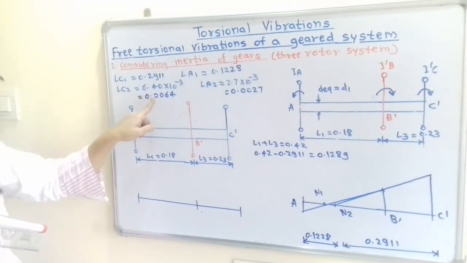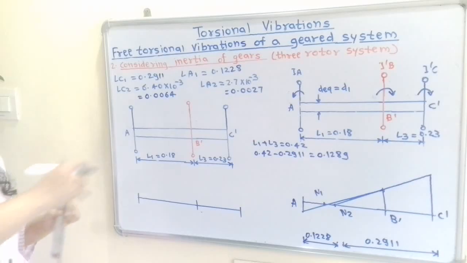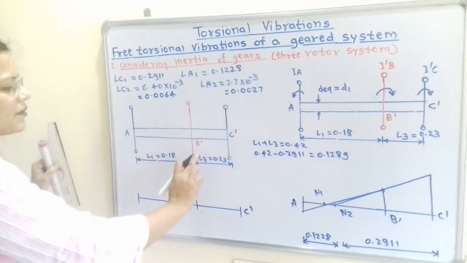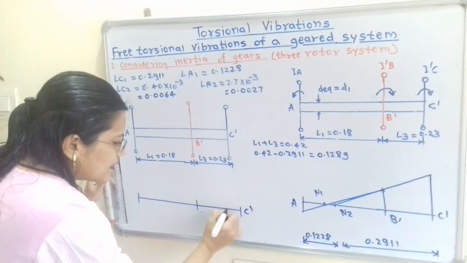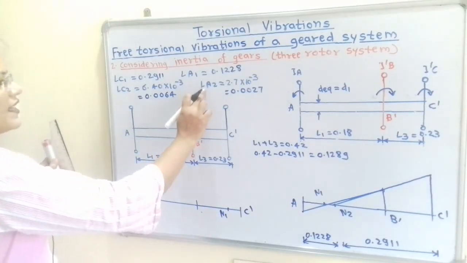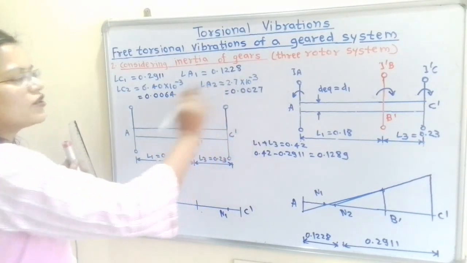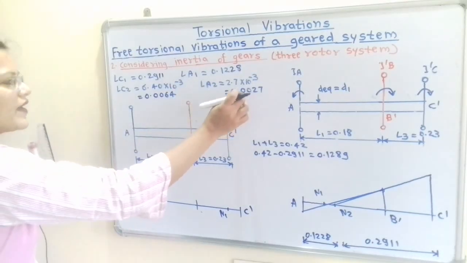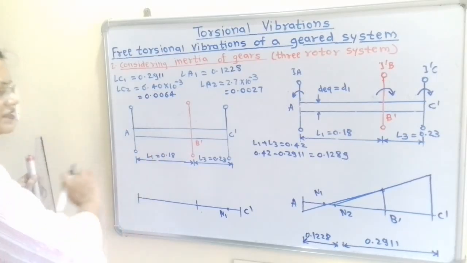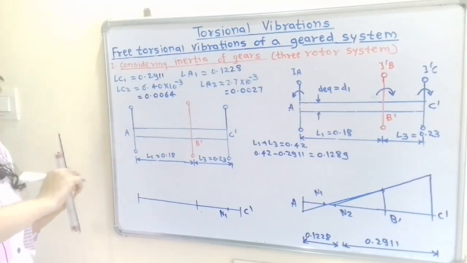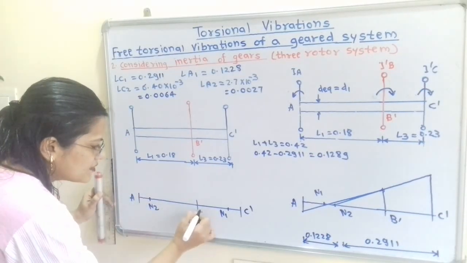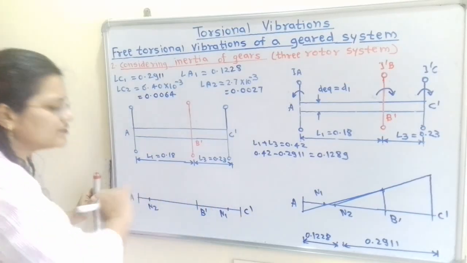Now LC2 is 0.0064. So here is the rotor C dash. Now this distance is so much small as compared to L3. So here we will take this first node, that is N1, and LA2 is 0.0027. So again this is a very small distance as compared to the total distance L1 between the rotors. So here we will take the next N2. So we will plot here A. This is the position for B dash and this is for C dash.